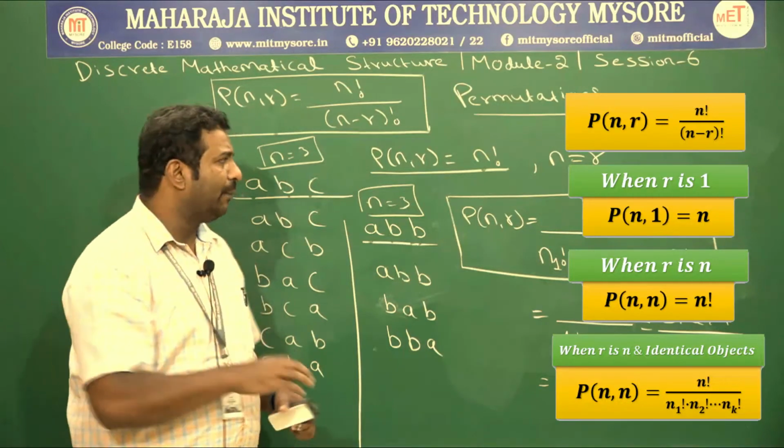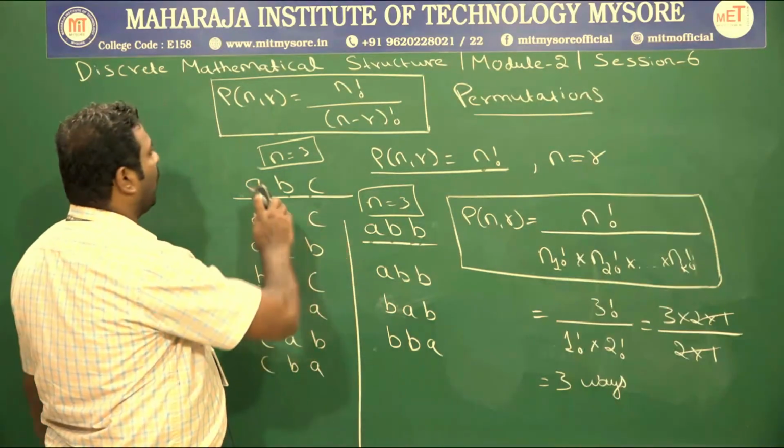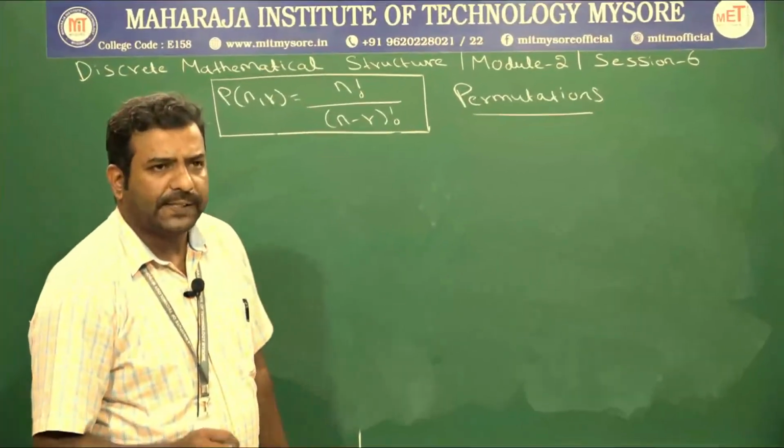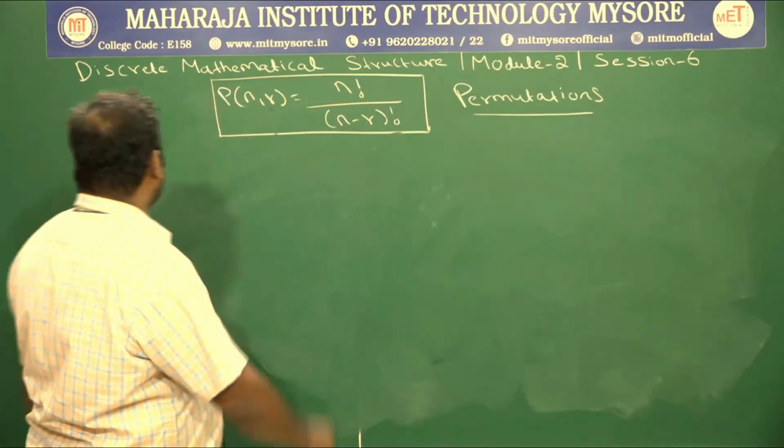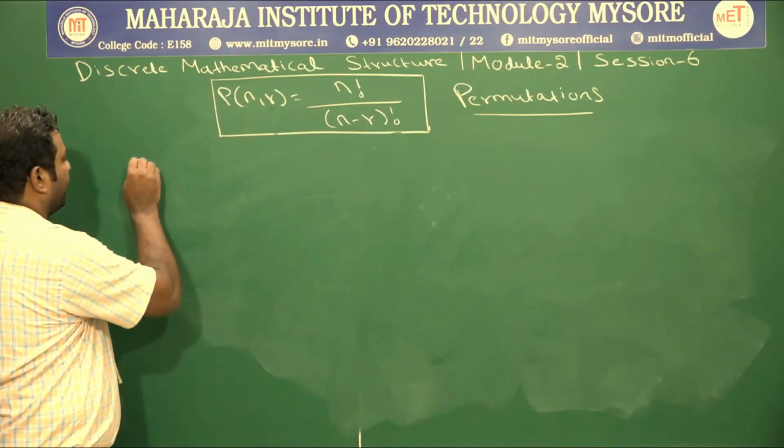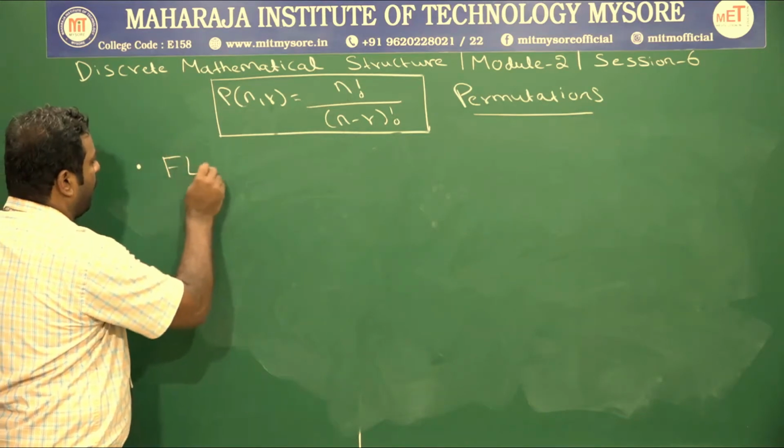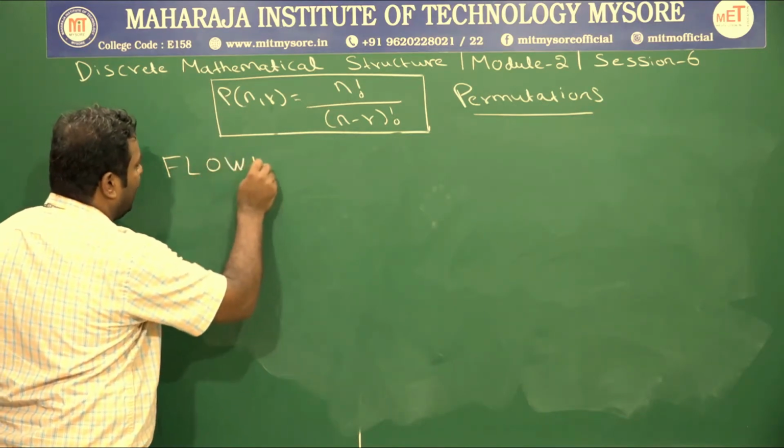We'll just see simple examples of how the permutation is going to work. Let's take the first example. I'm just going to have a word called flower. F-L-O-W-E-R.